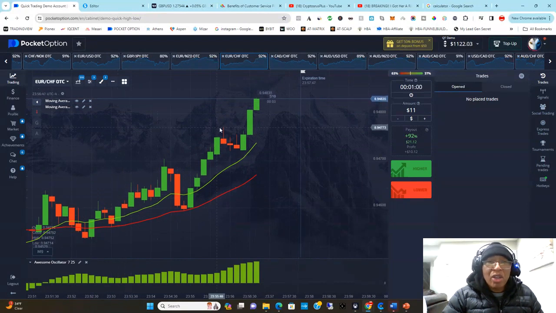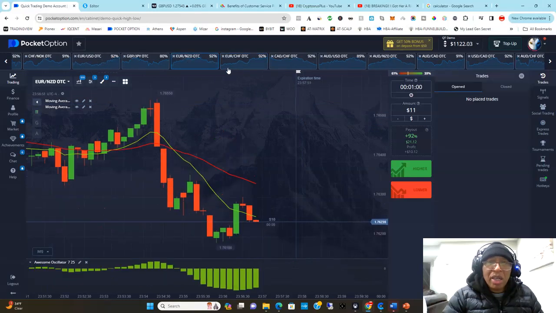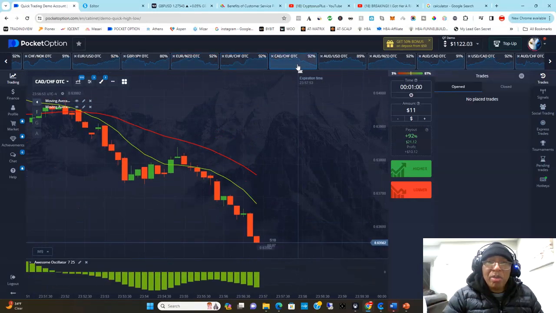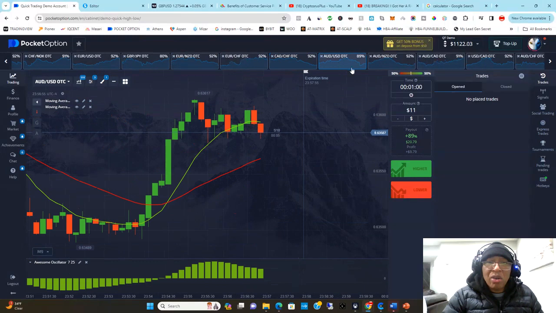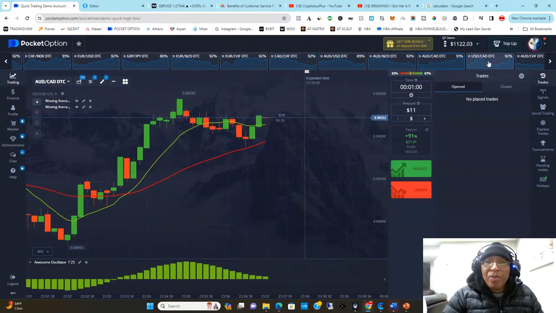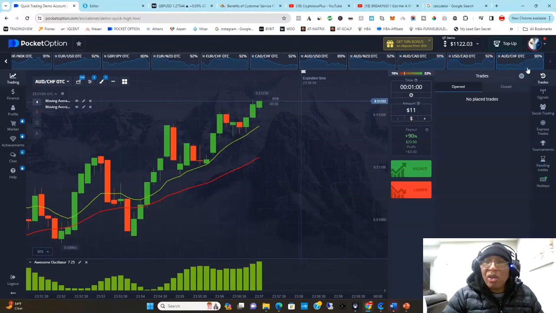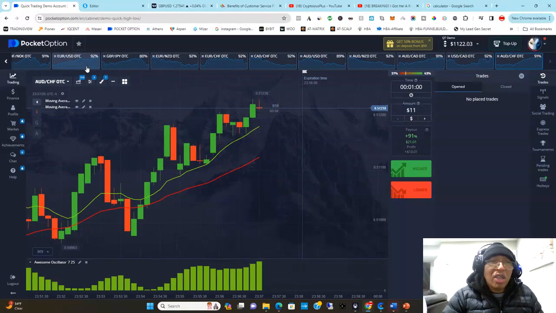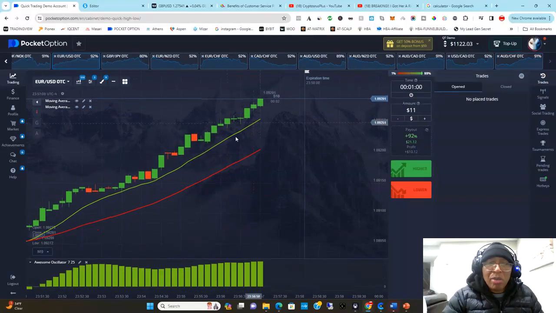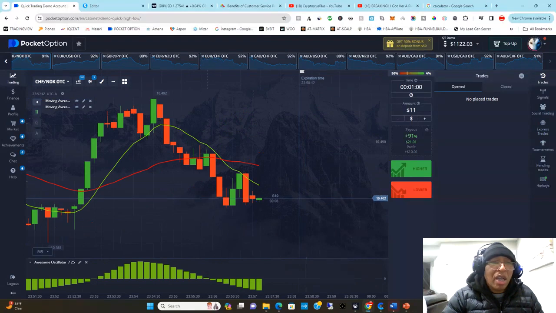Right now you can see I'm still analyzing the market. We are looking for a good setup. Once we get a good signal, then we're going to jump in. Sometimes you have to be patient, and once you get the right signal, you jump in. Right now I don't see a good setup yet. These lines have to be crossing, so sometimes it takes time.